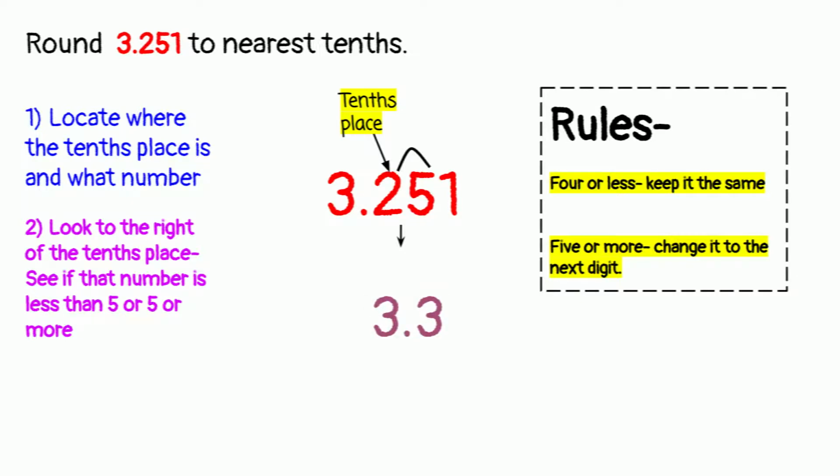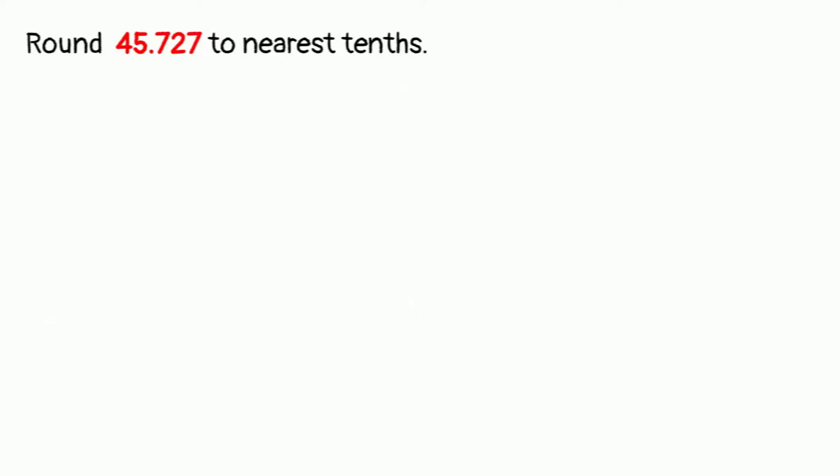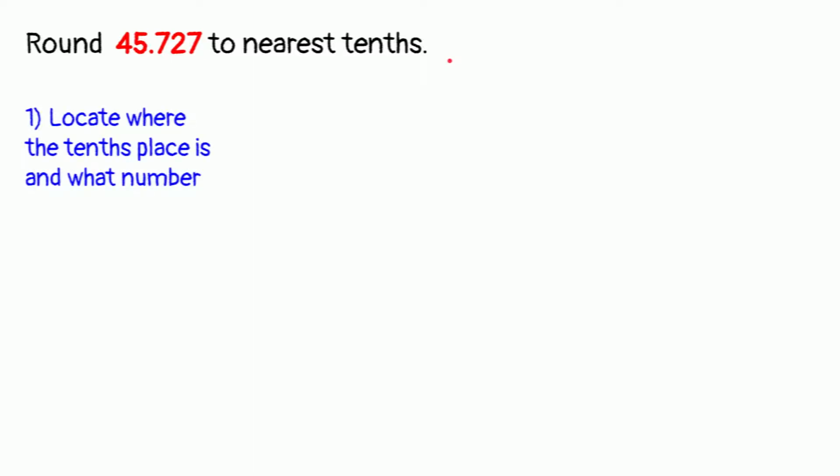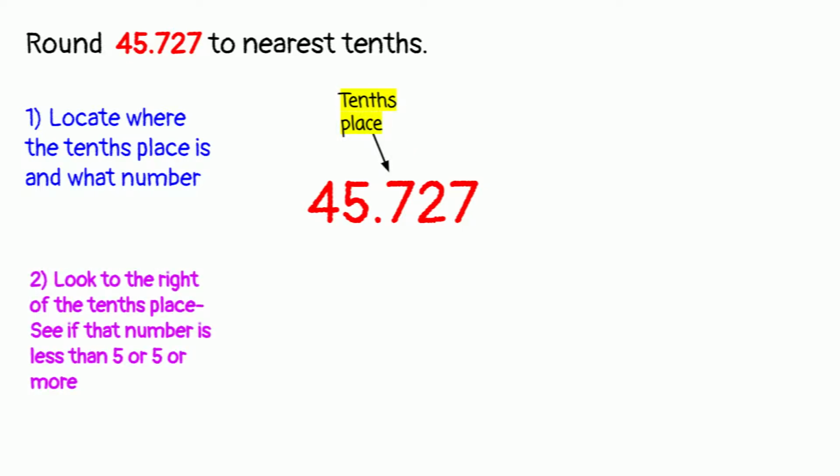Let's move on to problem number 2. So problem number 2 is asking us to round 45.727 to the nearest tens. So first, let's locate where the tens place is and what number is in the tens place. So let's get our decimal. The tens place is right here, and 7 is in the tens place. And let's look at problem number 2.